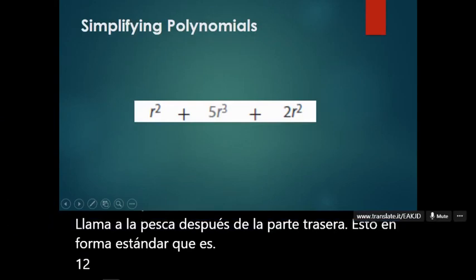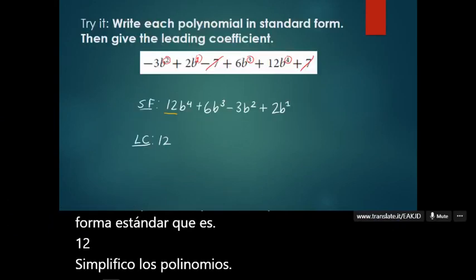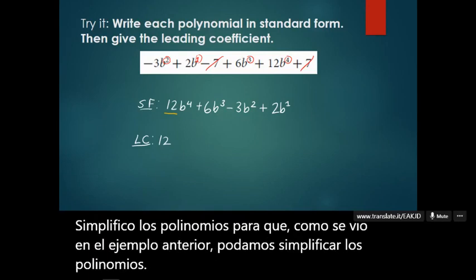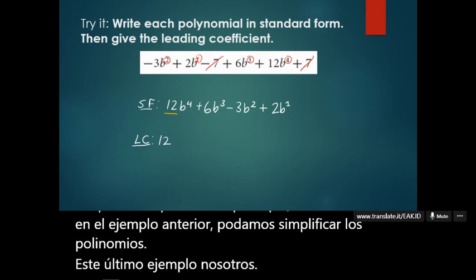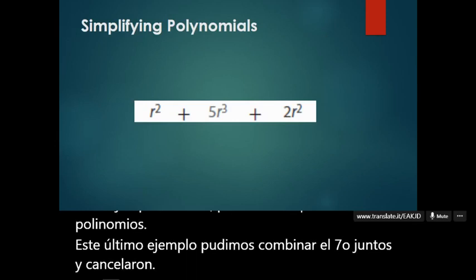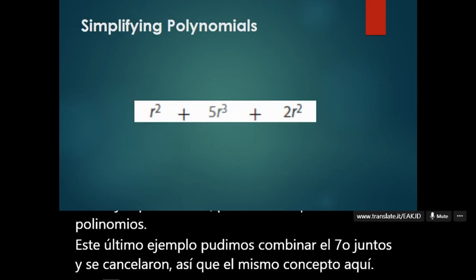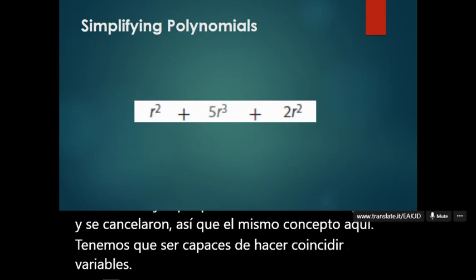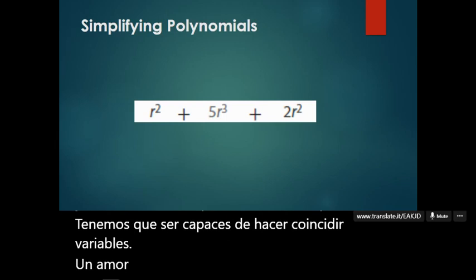Simplifying polynomials. As you saw in the previous example, we can simplify polynomials. In this last example, we were able to combine the 7s together, and they canceled out. So the same concept here. We have to be able to match variables of the same degree.